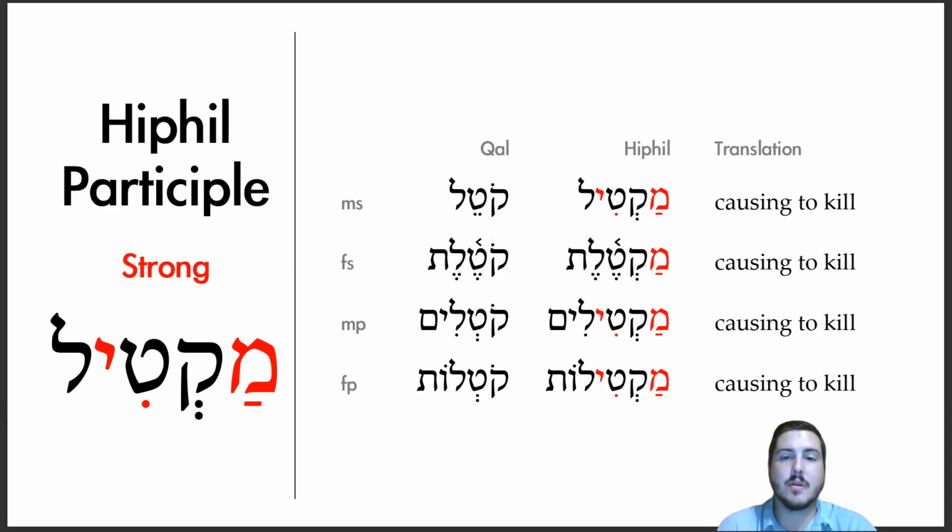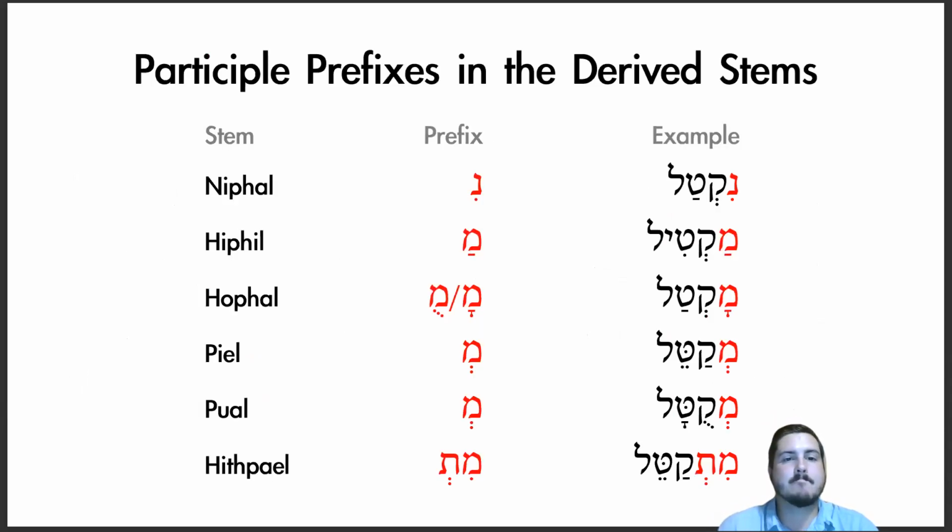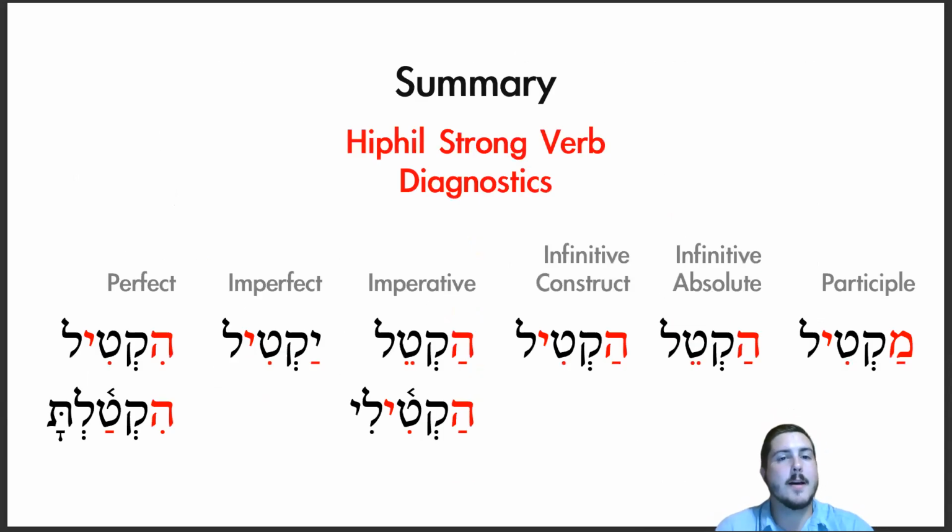That's a diagnostic feature. And your other one is that E-class vowel, the stem. There you go. That was just what I looked up. Your participle prefixes are nun for the Niphal, mem for the Hiphil, mem with a qamets or mem with a qibbutz for the Hophal, and then Piel, Pual, and Hitpael. I'll include that mem also.